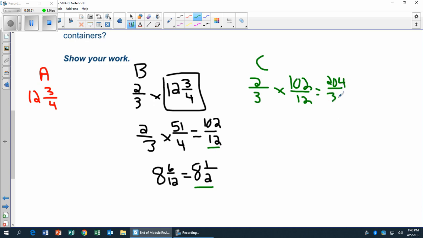And we don't want to leave that as an improper fraction. We have to change it into a mixed number. And when we do 24 divided by 36, we end up with 5 and 24/36. And then 5 and 24/36, we can simplify. We can divide 24 and 36 both by 12, and we end up with 5 and 2/3. So now we know what A, B, and C all are.